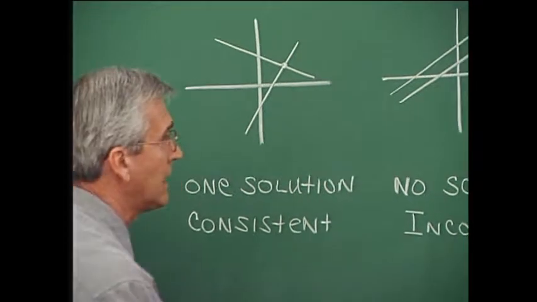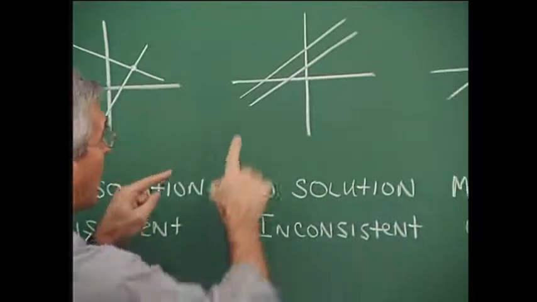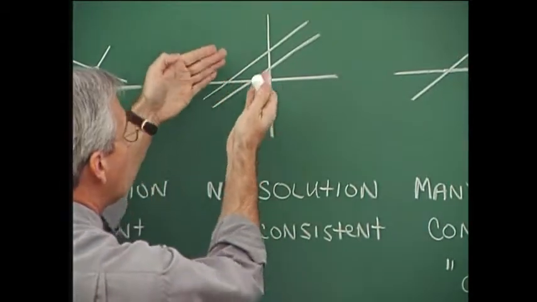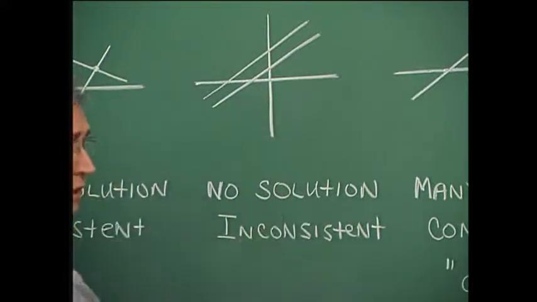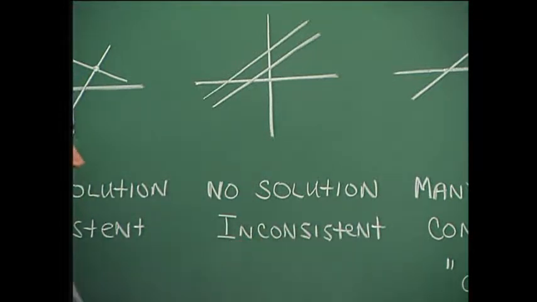Another possibility is that the two graphs will turn out to be parallel. And since parallel lines never cross, there's no crossing point, you see, for the two graphs, then there is no solution to the system of equations. So no solution. This kind of system is said to be inconsistent.